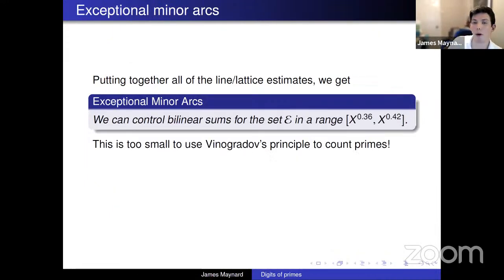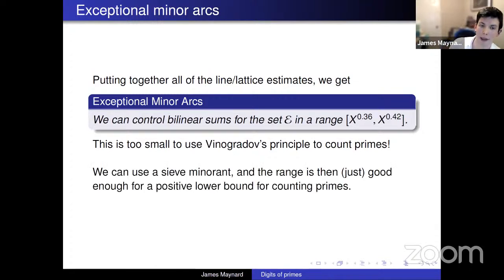But if we put all of this together, we can control the bilinear sums, at least in a certain range, by having this lattice and line classification. Now, unfortunately, this range is quantitatively just a little bit too small to use Vinogradov's method to actually count primes, which means that the whole argument that I've just sketched out fails at this point.